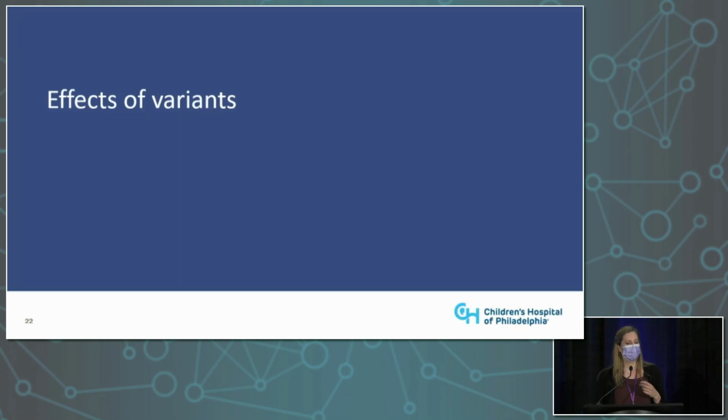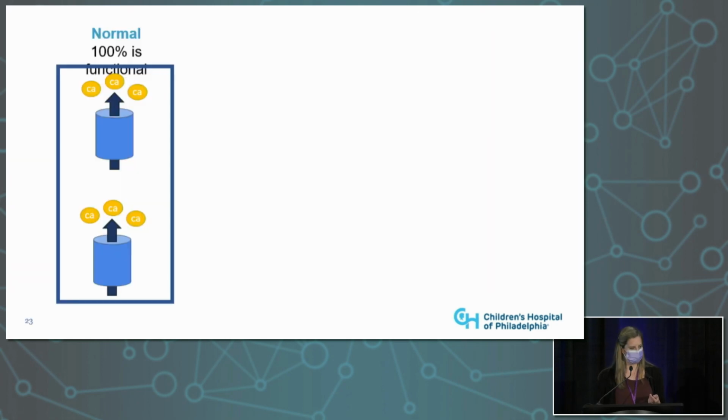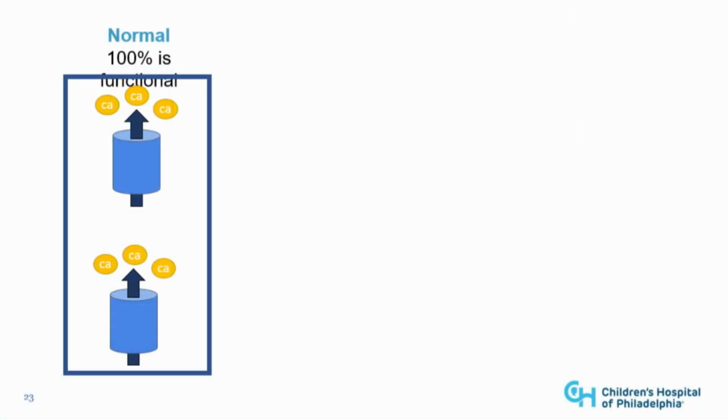All right, so now a little bit more about the effects that these variants can have. I apologize, the slides are slightly skewed here, but normal is when we might have both of the copies of the CACNA1A gene, the one from mom, the one from dad, both work as they typically should. And so you have your channels that are allowing the ions to pass as appropriate, and you have 100% of the normal amount of that.